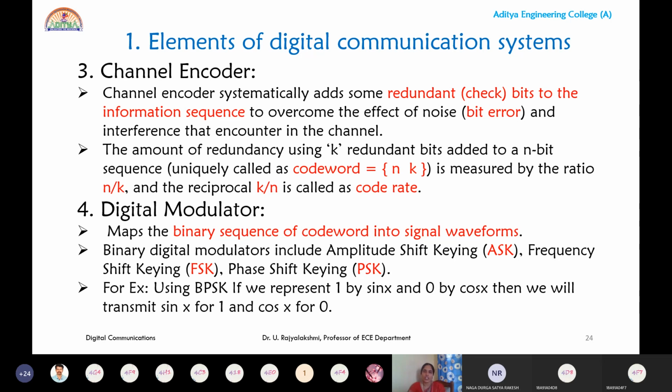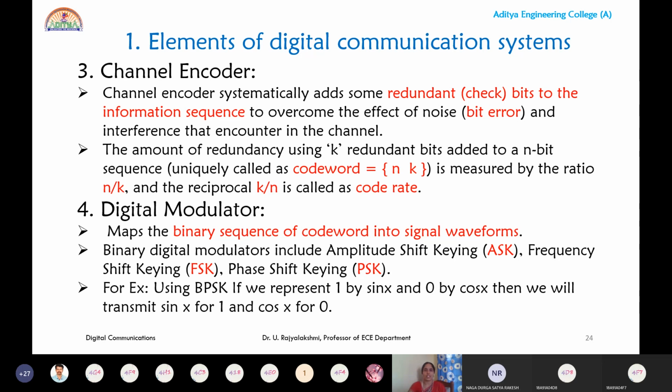So what is amplitude shift keying? In amplitude shift keying, the amplitude of the sinusoidal carrier is switched between 0 and 1 levels of the input message signal, or the encoded signal. And what is frequency shift keying? The frequency of the sinusoidal carrier is switched between 0 and 1 of the input binary signal or input digital signal, by maintaining the other two parameters, amplitude and phase, as constant.